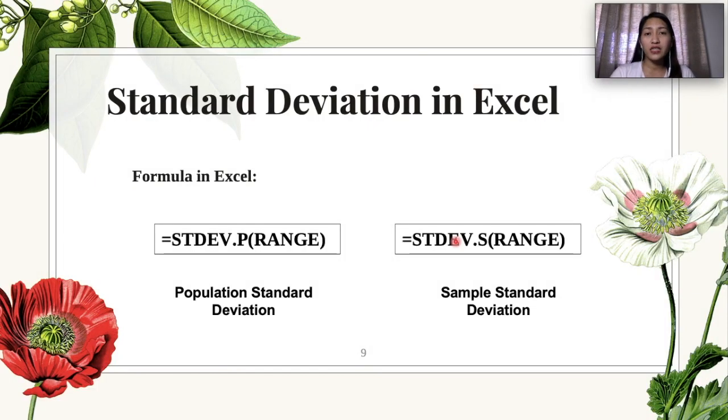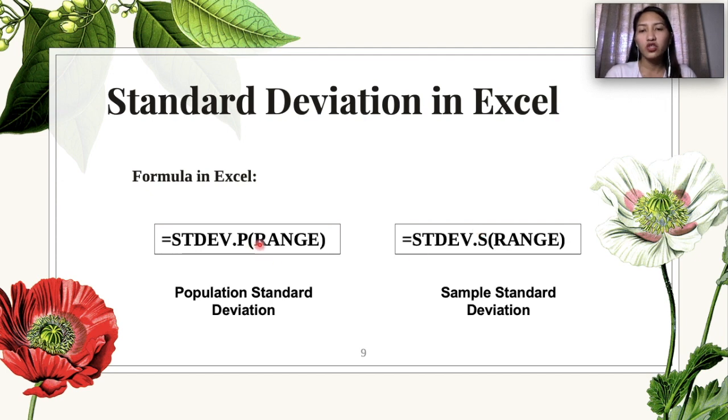Sa Excel, ang standard deviation ay ganito yung kanyang formula. Wala siyang direct formula as far as I know for variance. But for standard deviation, sa Excel, ang ginagamit mo na formula is equal, tapos STDEV.P kung ito ay population, tapos .S naman kung ito ay sample.